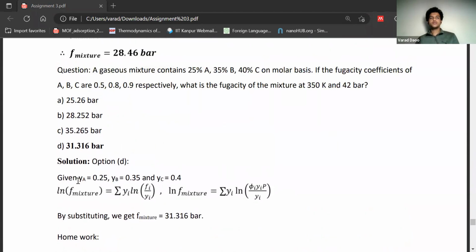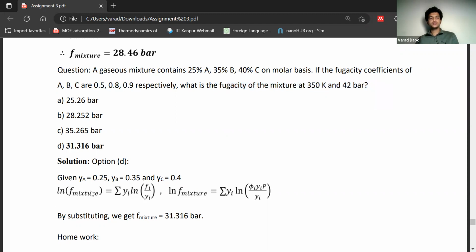So what is given is the mole fractions: A is 25%, B is 35%, and C is 40%. And the fugacity coefficients of the pure components have been given. So remember, fugacity coefficient is nothing but f by yi. The fugacity coefficients have been given as 0.5, 0.8, 0.9, and we are asked, what is the fugacity of the mixture?